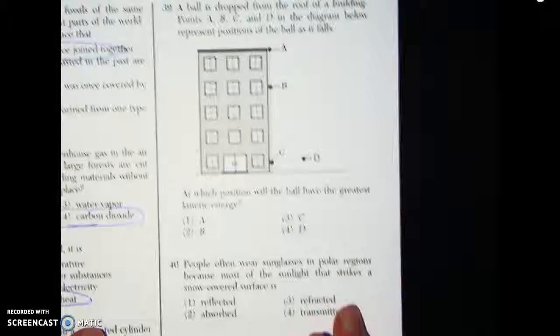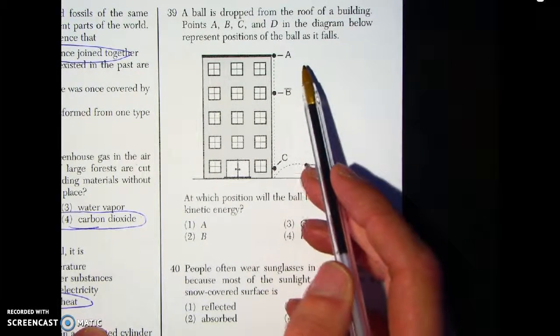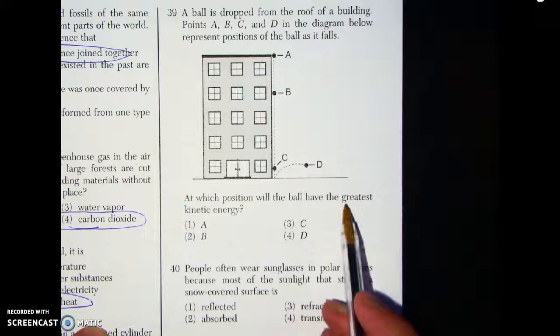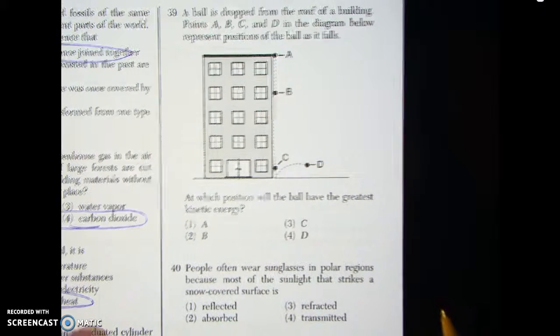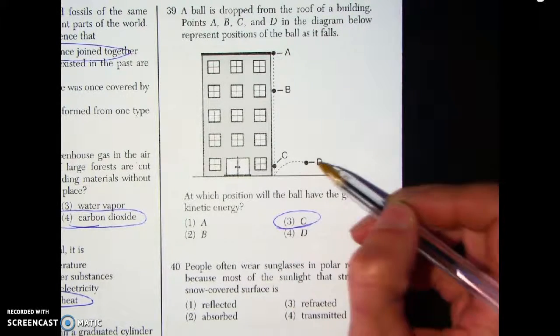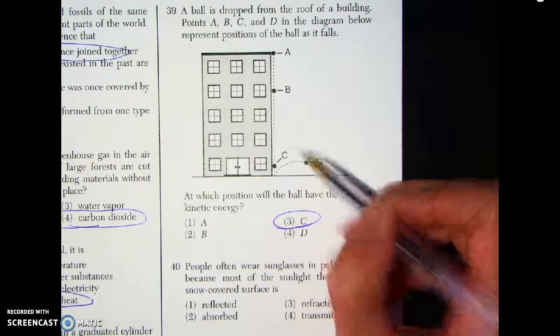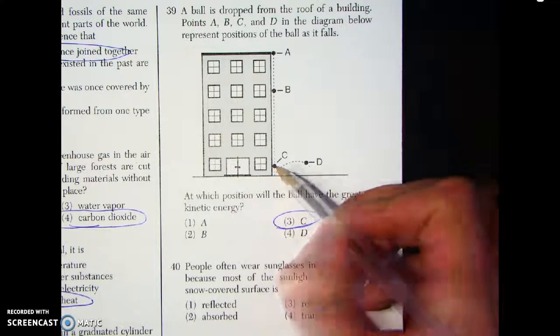Okay, let's see, for 39, we drop a ball from a roof. Which position has the greatest amount of kinetic energy? Greatest kinetic energy is going to be right before it hits the ground at C. The problem with D is that it's already hit the ground and it's lost energy, but it's going to be moving at its fastest at point C.